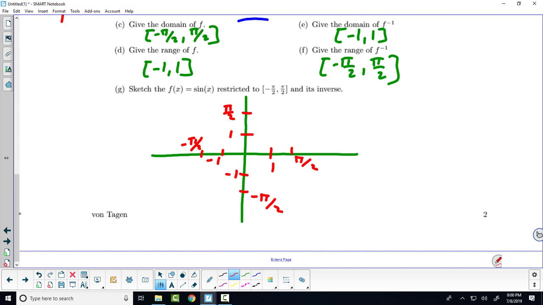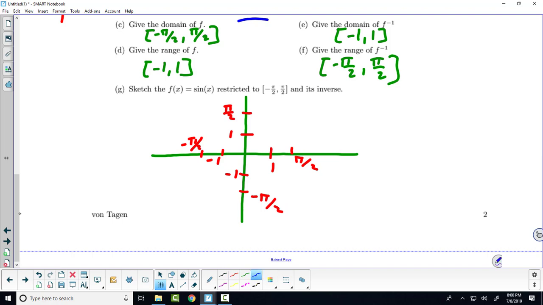Pi over 2 is about 1.57, yes? No, 1.507? Thereabouts. Okay, so what was the sine function? That's the easiest one to graph. Let's graph that sine function again.